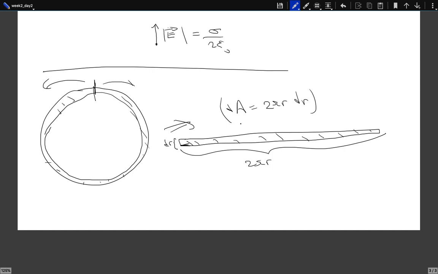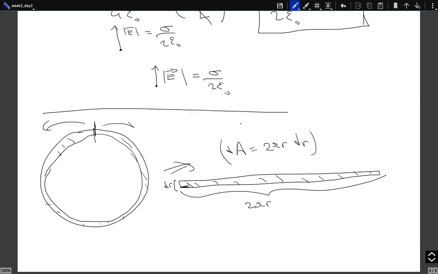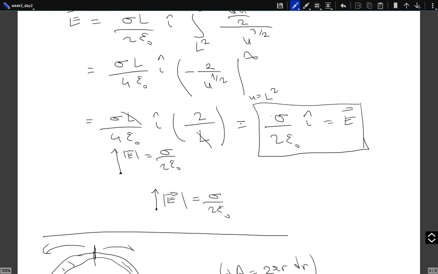Can sigma be negative? Sure, electric charges can be both positive or negative. Then the direction of the electric field will change. Well, you see, this expression is correct independent of the sign of the charges. But of course, you are right. In this sketch, I am drawing these electric field lines as if sigma is positive, as if I have a positive charge distribution on the surface.